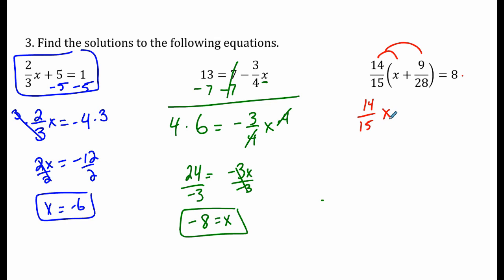And I get 14/15 x plus 126 over 15 times 28. I'm just doing this on a calculator here to get it right. Over 420 equals 8.